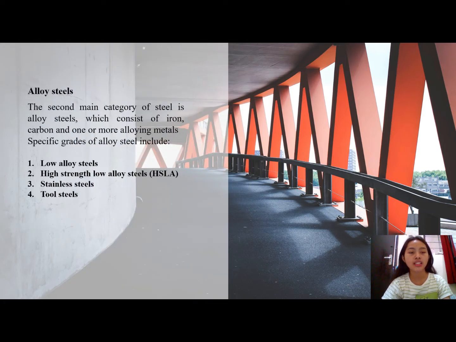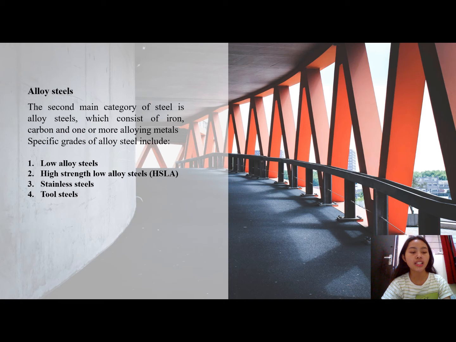Second, alloy steels. The second main category of steel is alloy steels, which consist of iron, carbon, and one or more alloying metals. Specific grades of alloy steels include 1. Low alloy steels, which contain 90% or more iron and up to approximately 10% of alloying metals such as chromium, nickel, manganese, molybdenum, and vanadium. 2. High-strength low alloy steels or HSLA, which contain smaller quantities of the above metals, typically less than 2%.